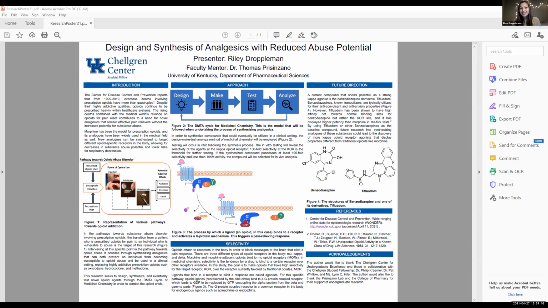It actually binds at the kappa opioid receptor site, as opposed to any other receptors in the body and the ones that benzodiazepines usually attach to.